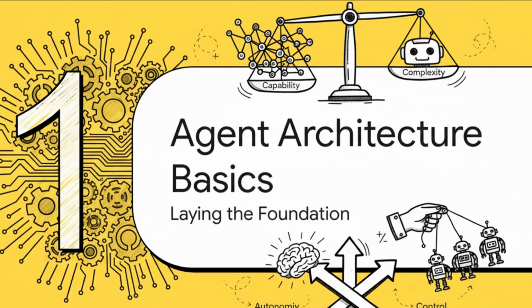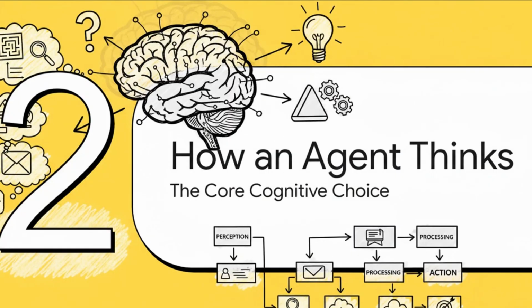Let's lay the foundation. Understanding this stuff is really all about navigating trade-offs. You're constantly balancing things like capability versus complexity, or autonomy versus control. And trust me, every little decision you make here is going to have a ripple effect on everything else. Okay, on to our first major decision point. How does an agent think? This is a huge one because it basically sets the stage for the agent's entire personality, how it solves problems and deals with the world around it.